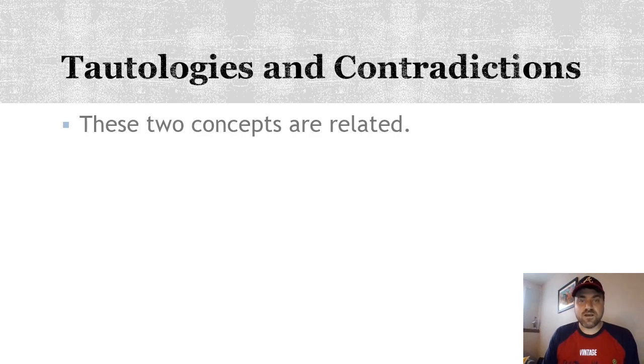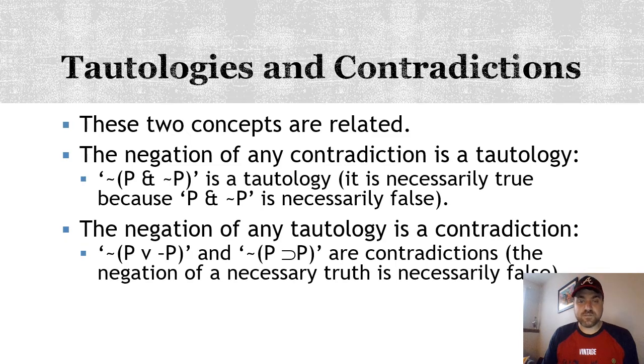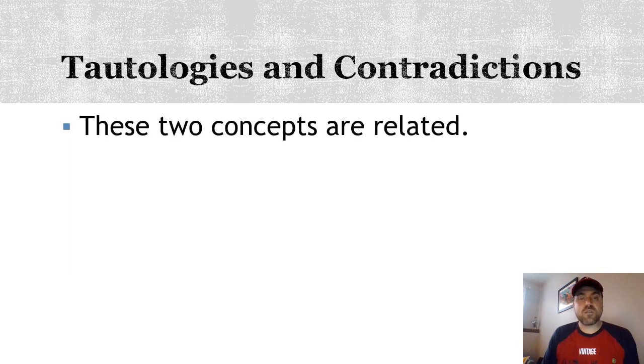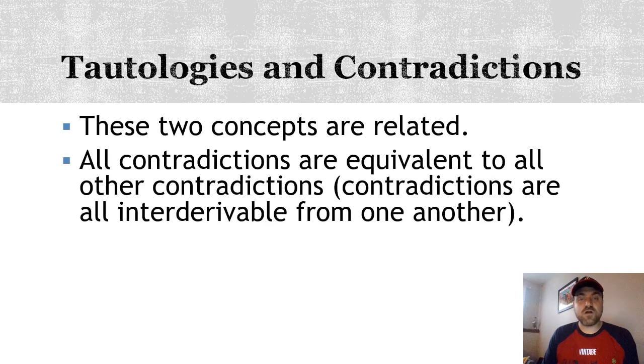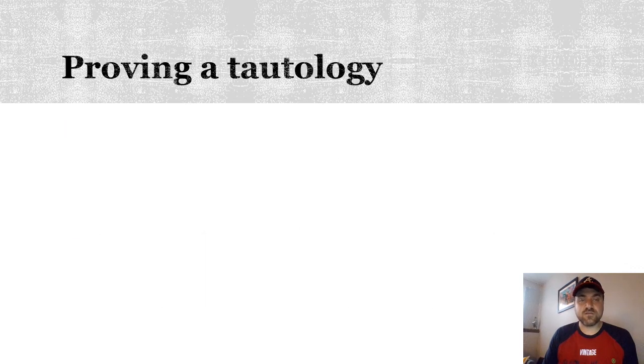And of course, the two concepts are related. The negation of any contradiction is a tautology, and vice versa. And of course, all contradictions are also equivalent to all other contradictions. That's how they relate to those concepts there. Contradictions are also interderivable from one another. All tautologies are equivalent to other tautologies.